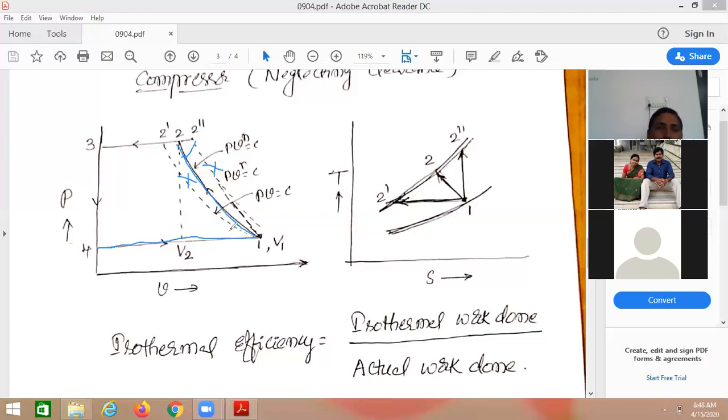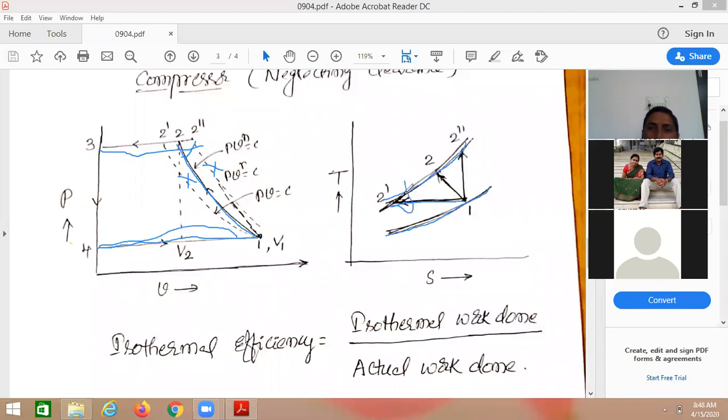The same is plotted on the TS diagram also. 4-1 is at one pressure level and 2-3 is at another pressure level. Those two lines I have shown here. The upper line represents 2-3 at pressure P2 or P3, and this is the lowest pressure line. Between these two pressure lines is the isothermal process. Isothermal means the temperature remains the same, and this is what we have maintained constant.